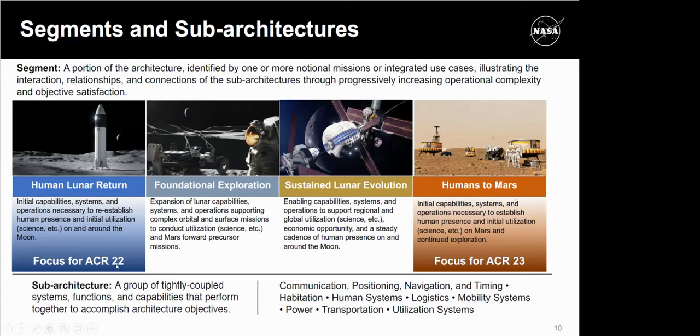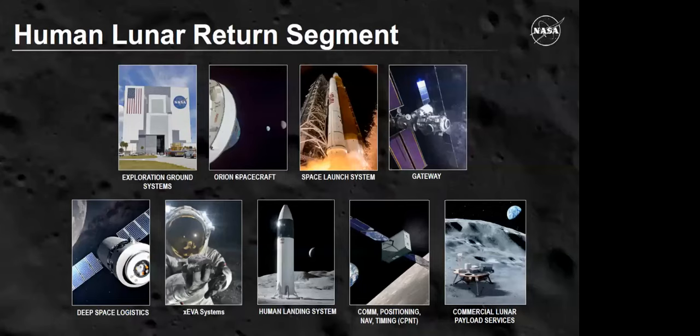So in 2022, NASA was focused on planning the architecture for human lunar return. In 2023, NASA is focused on the architecture for humans to Mars, because that's the end state. And then in future iterations, we'll do foundational exploration, sustained lunar evolution. This is where the moon-based architecture gets defined. And you can see we're in 2023, we're not there yet. So this is still happening, and that's something we have to keep in mind. Here are the human lunar return segment elements, and those are also under work.